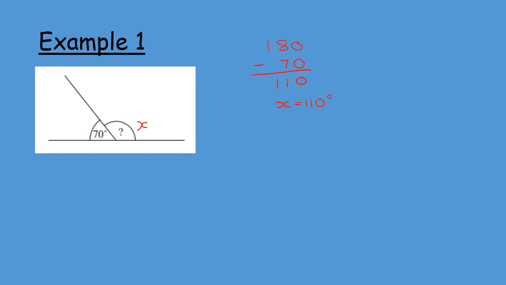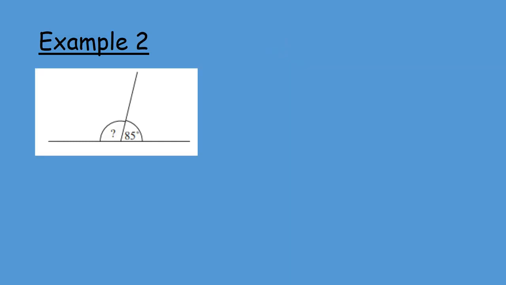Let's look at our second example then. Okay, so we've got, I'm going to call this angle X as well. So we know that X plus 85 must equal 180 degrees. So we're going to say 180 minus 85. So I can't take 5 from 0.